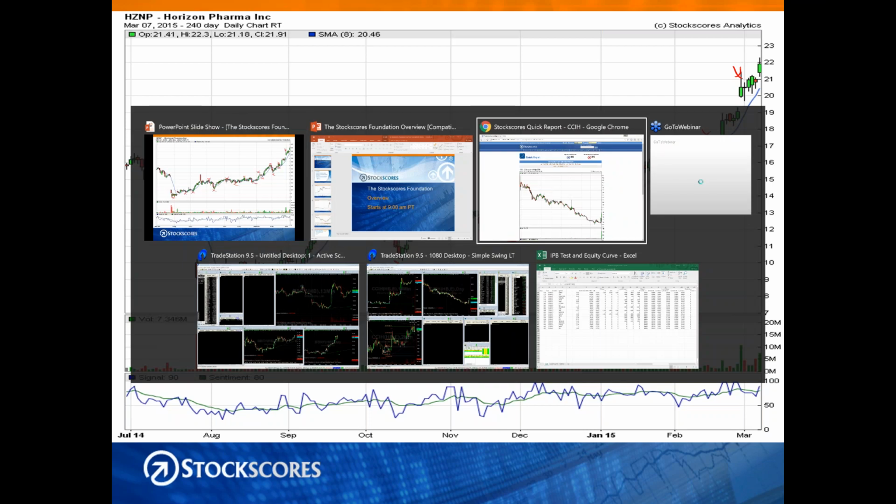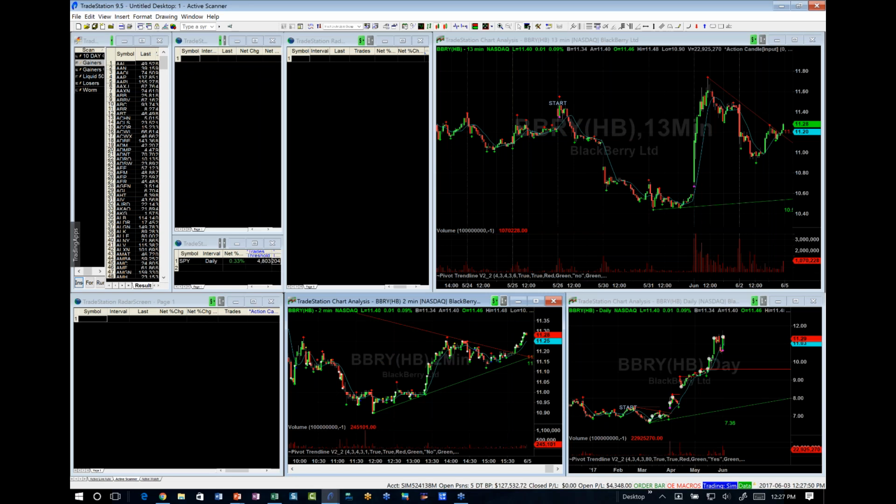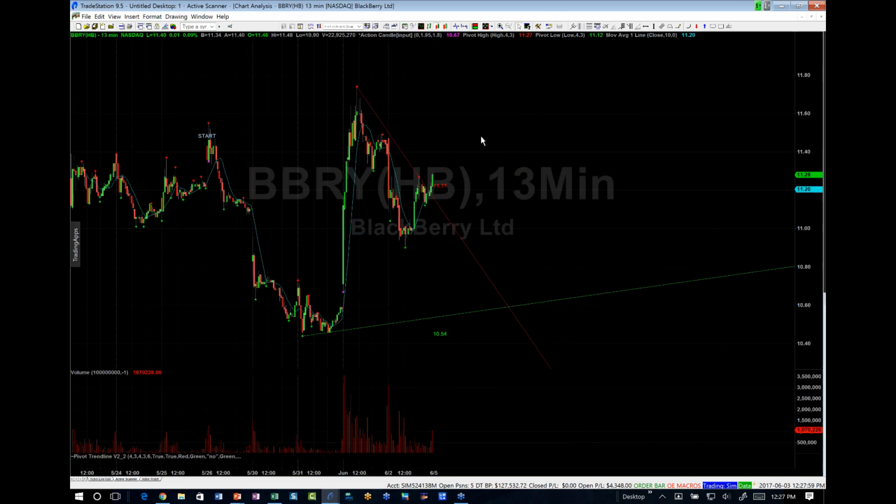Now I created an indicator for TradeStation, so for those of you that are in my Active Trader course, you will get this indicator emailed to you. Well, actually, it's inside TradeStation. There is an indicator on this chart called a pivot high and a pivot low.